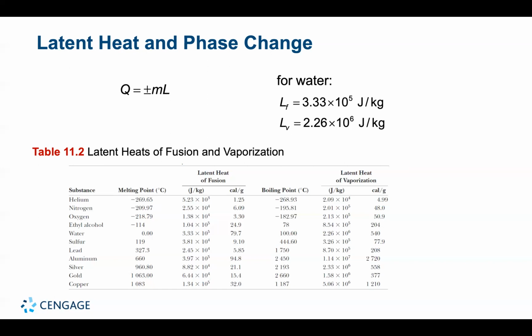For example, at atmospheric pressure, the latent heat of fusion for water is 3.33 times 10 to the 5 joules per kilogram, and the latent heat of vaporization for water is 2.26 times 10 to the 6 joules per kilogram. The table shows the latent heats for some substances. Note that the values can vary a lot.